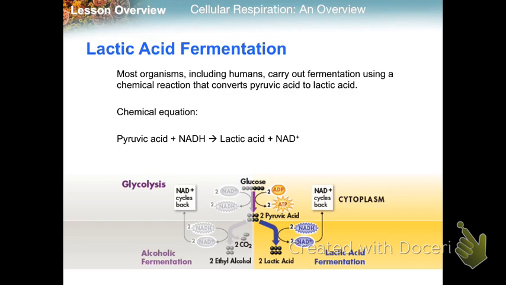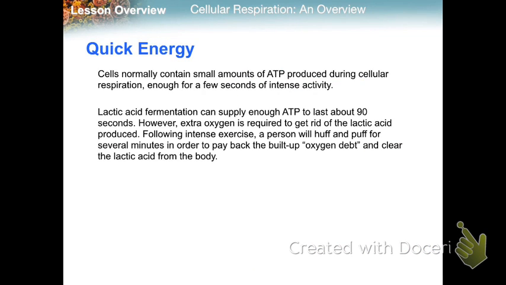Lactic acid fermentation happens in humans and some bacteria. This converts pyruvic acid to lactic acid. Here's the chemical equation. And again, we're allowing glycolysis to continue. So it makes sort of a cycle. Lactic acid fermentation is the basis for production of some fermented dairy products like yogurt, cheese, and sour cream. Those are produced through lactic acid fermentation in bacteria, lactobacillus.